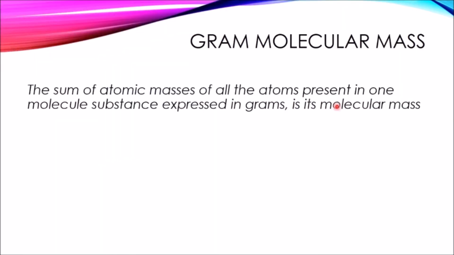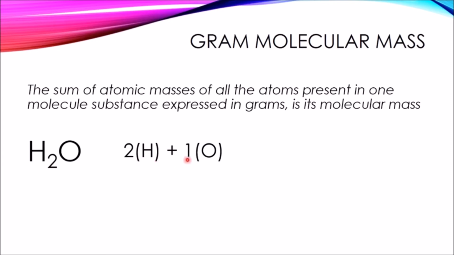What is gram molecular mass? When you add the masses of all the atoms in a molecule, and write it in grams, you get gram molecular mass. Okay, so it's simple. Let's suppose we have an H2O molecule. H2O has two hydrogens and one oxygen. There are two hydrogen atoms and one oxygen atom.